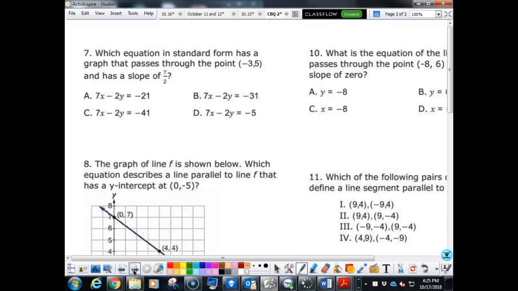So let's go to number 7. Which equation in standard form has a graph that passes through the point -3, 5 and has a slope of 7/2? So you have a slope of 7/2, right? And then you have a point x1, y1, right? The good thing in Desmos is that you can graph it in your point slope form, y minus y1 equals m times the quantity x minus x1.